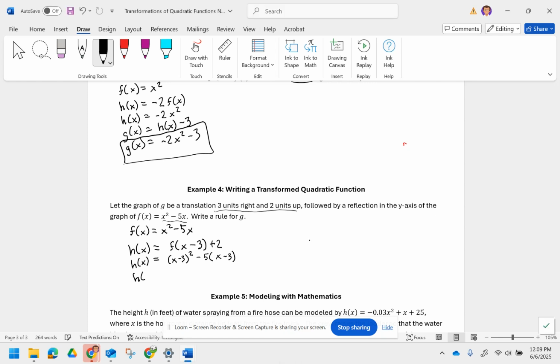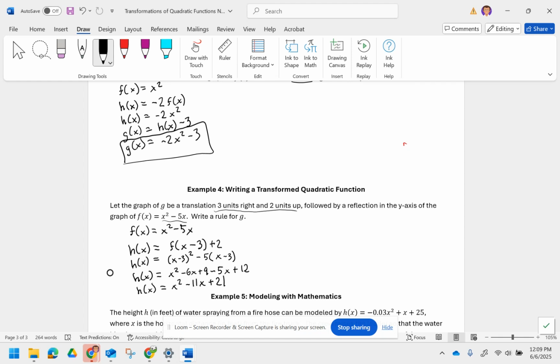Let's go ahead and simplify that statement. We'll have x squared minus 6x plus 9 minus 5x plus 12. All right, last simplification on this one. x squared, minus 6 and a minus 5, so minus 11x plus 21.